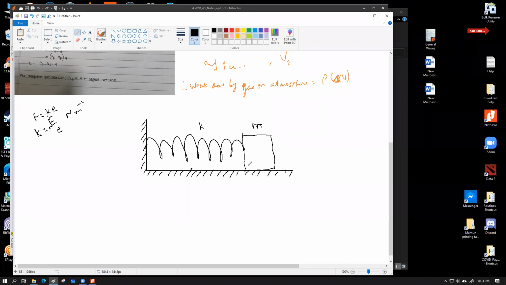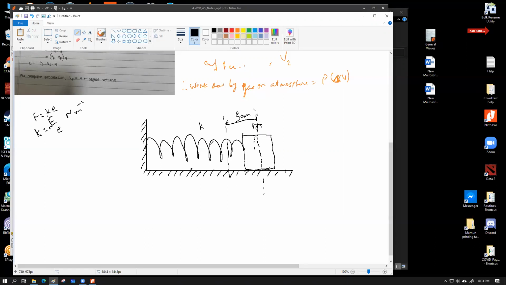Try to understand, let's assume for the time being this surface is frictionless. Consider the scenario for a bit. Let's say this is the equilibrium position for the object. I'm giving a midline scenario over here. If we push the object to the left by a displacement of, let's say, 5 centimeter, I'm giving numbers to make better sense, in the process of pushing this object to the left by 5 centimeter, this spring would undergo a compression of 5 centimeter.